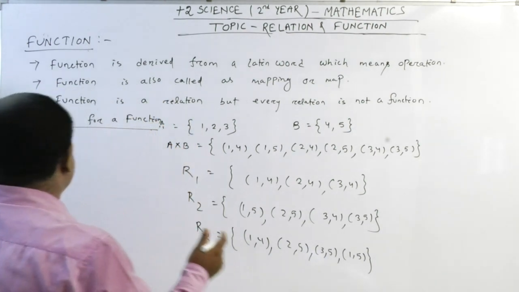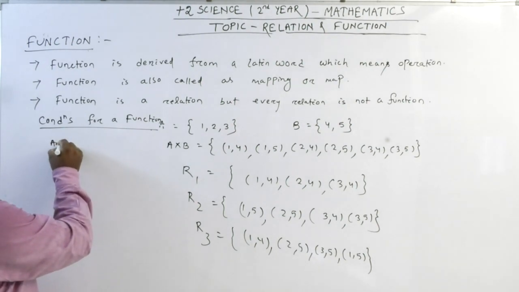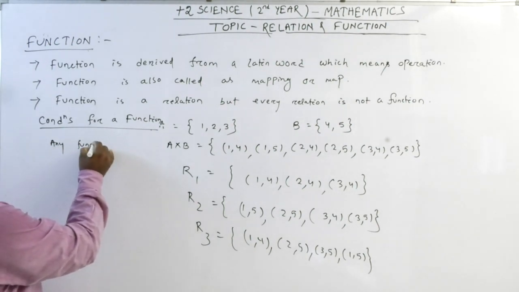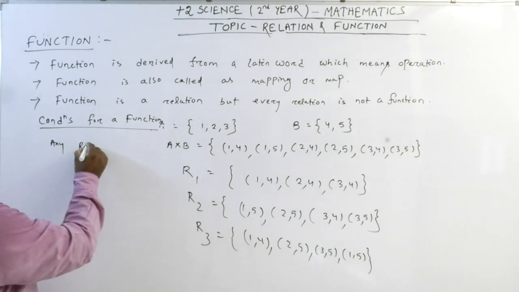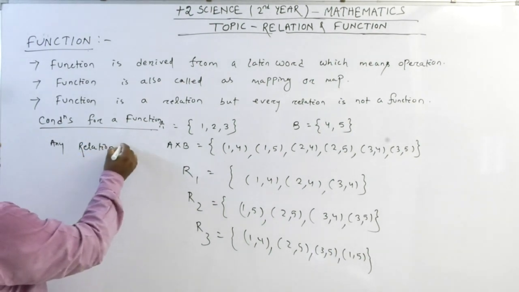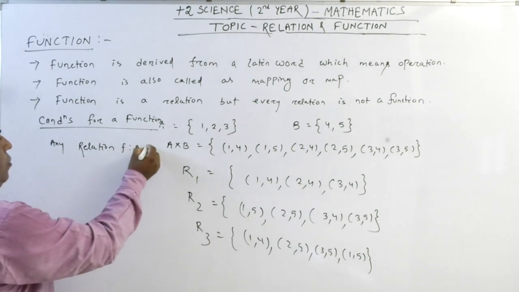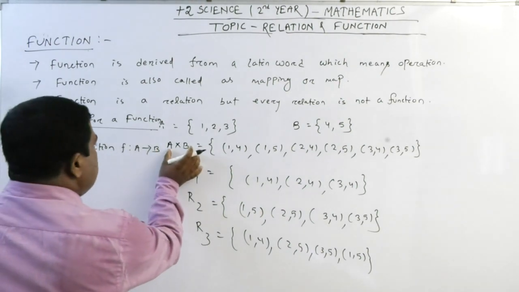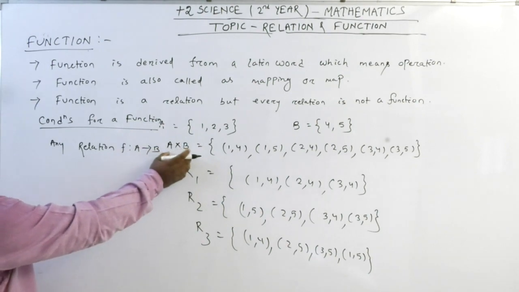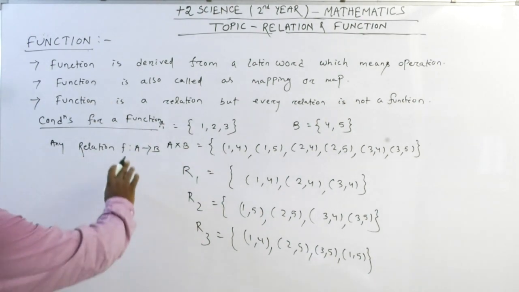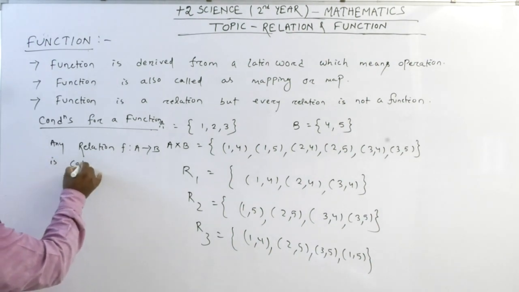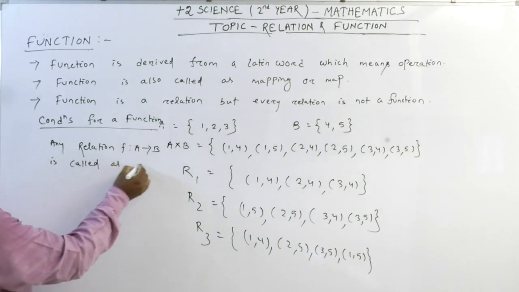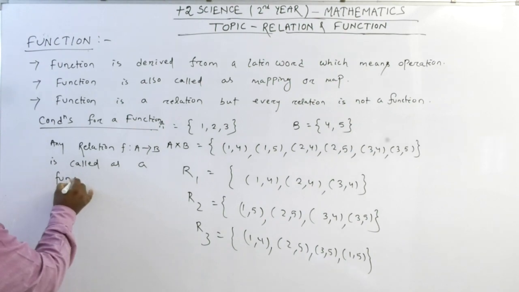So you see, any relation f from A to B, that means it is derived from A cross B. Okay, any relation f from A to B is called as a function.